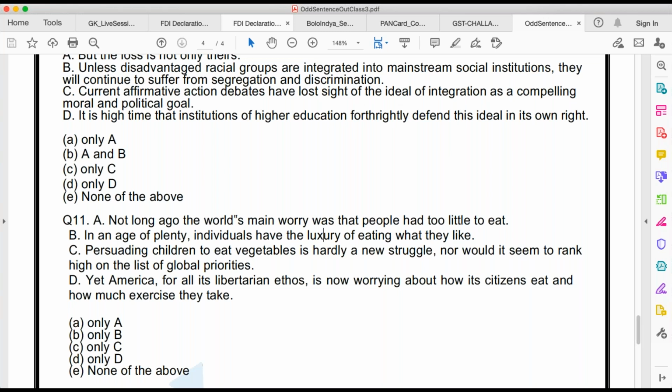Varsha, you are correct. A is the odd one out. In an age of plenty, individuals have the luxury of eating what they like. How is A coming into the picture? How is A getting related? A is talking about what quantity I had to eat, what quantity was available to me to eat. All others are talking about the eating habits.